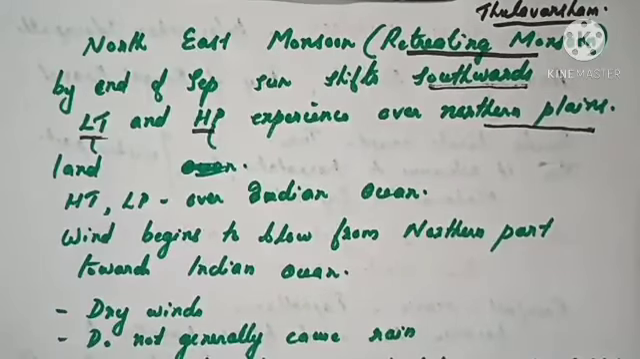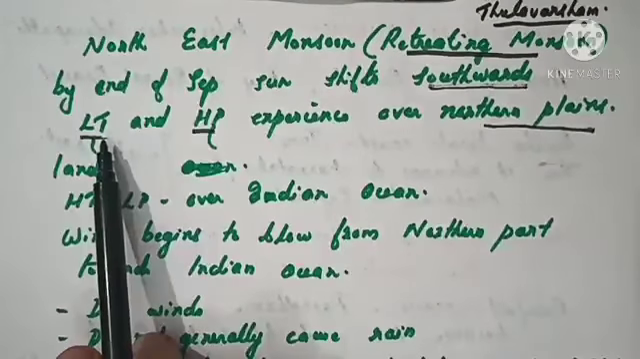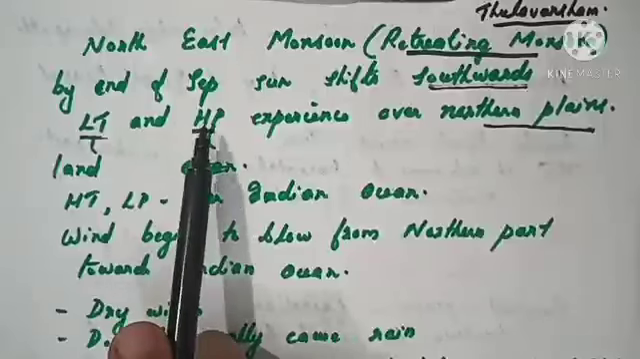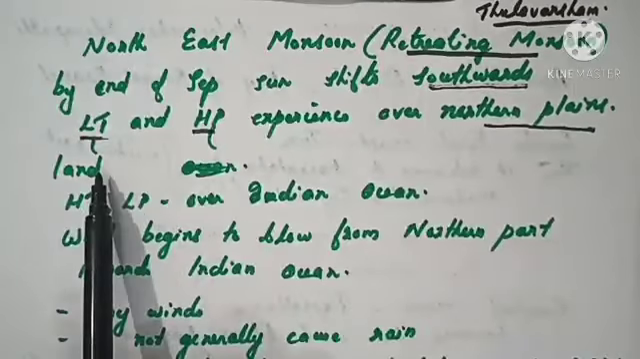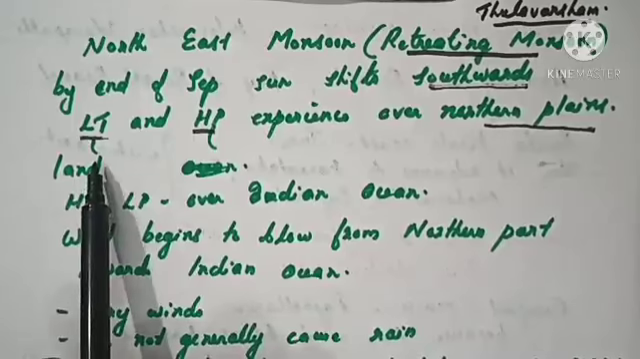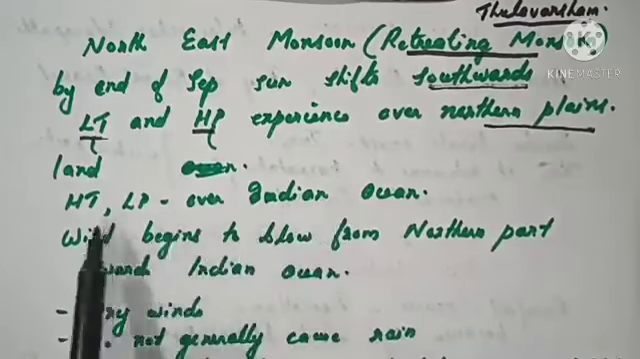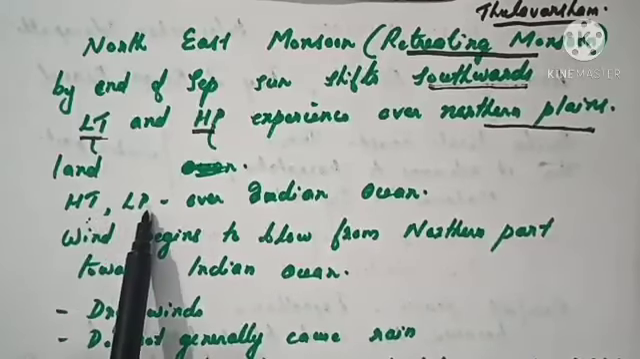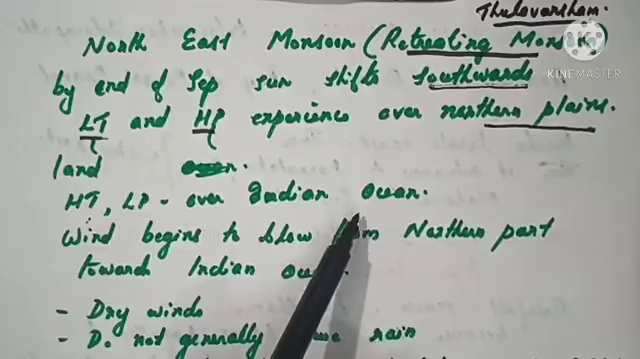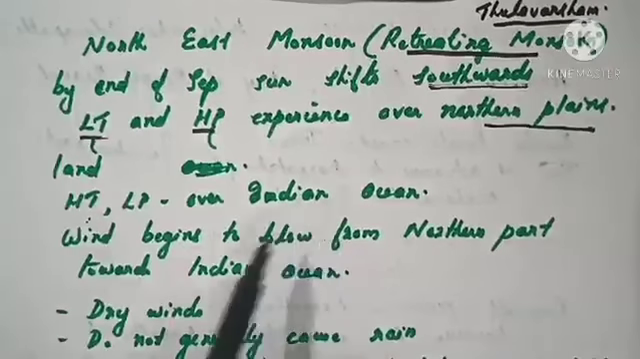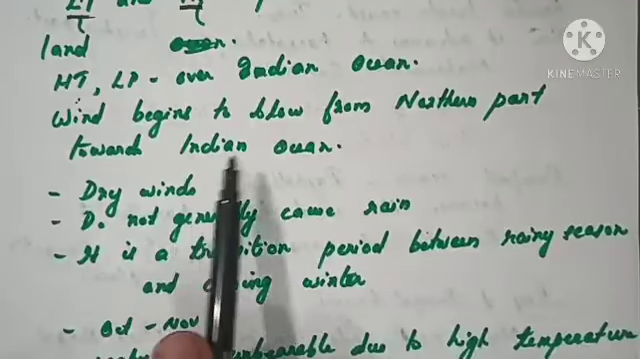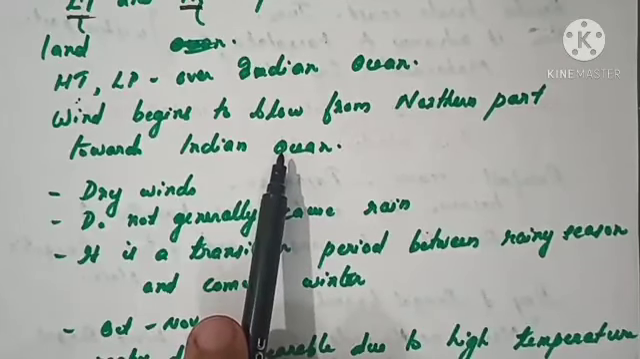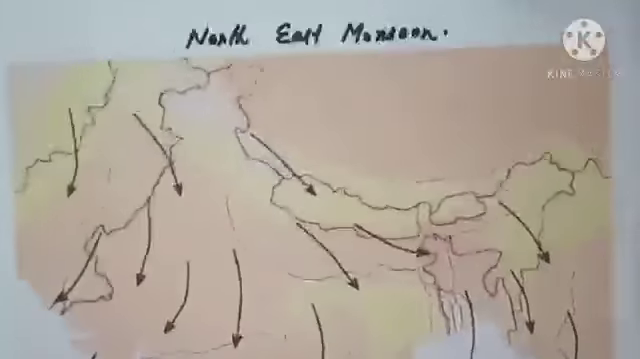So when the sun's position shifts, the temperature on land decreases. Low temperature and high pressure are experienced over the northern plains, that means over the land. Land has low temperature and high pressure, while the ocean has high temperature and low pressure. High temperature and low pressure are experienced over the Indian Ocean. Thus wind begins to blow from the northern part towards the Indian Ocean.